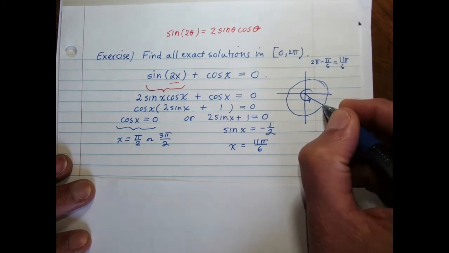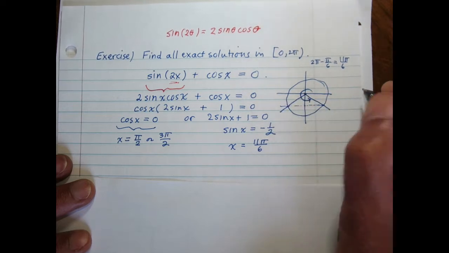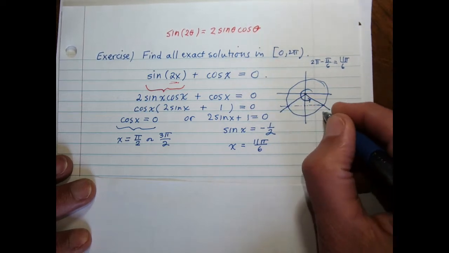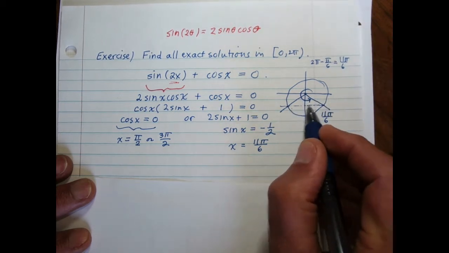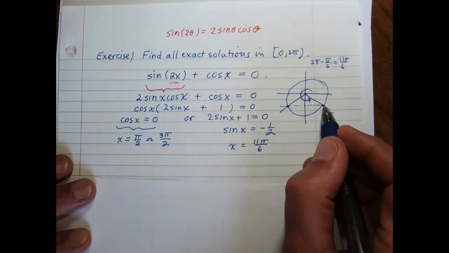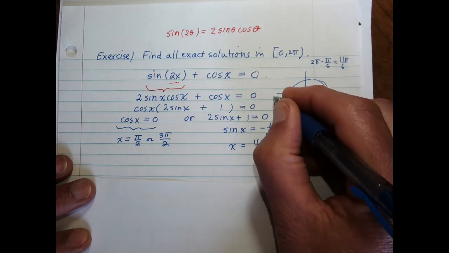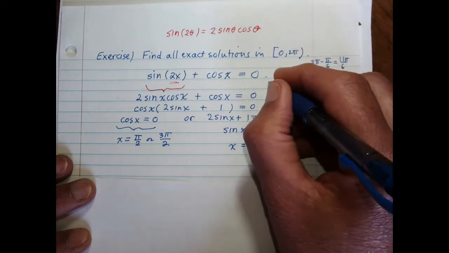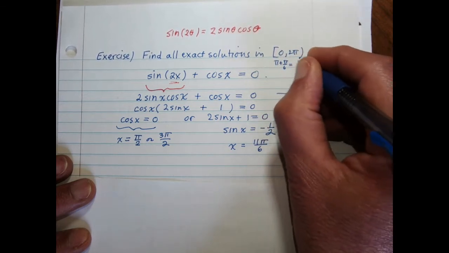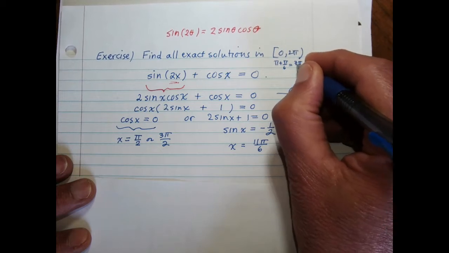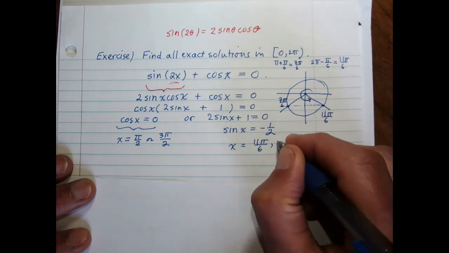And now I need the other angle between 0 and 2 pi. There's 11 pi over 6 right here, and the other one has that same y coordinate, right? And so that's going to be pi plus pi over 6, which is 7 pi over 6. So this terminal side corresponds to 7 pi over 6.